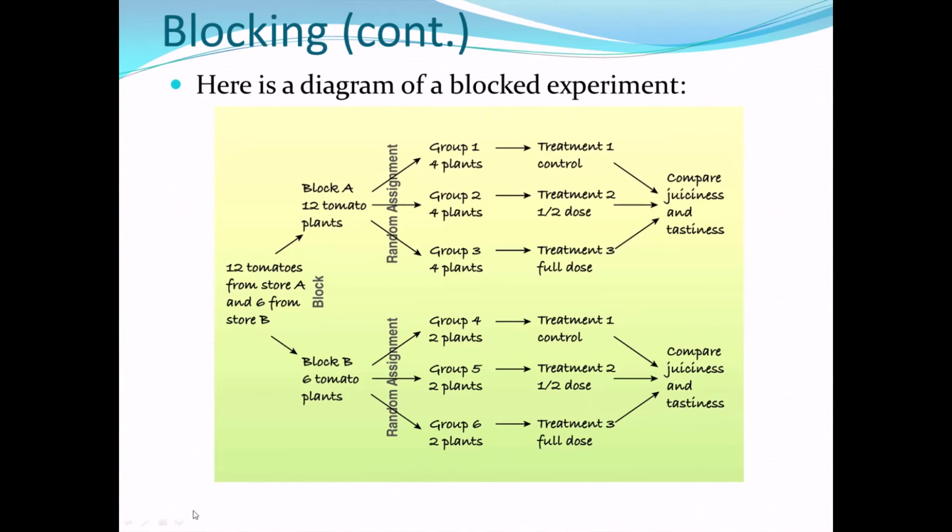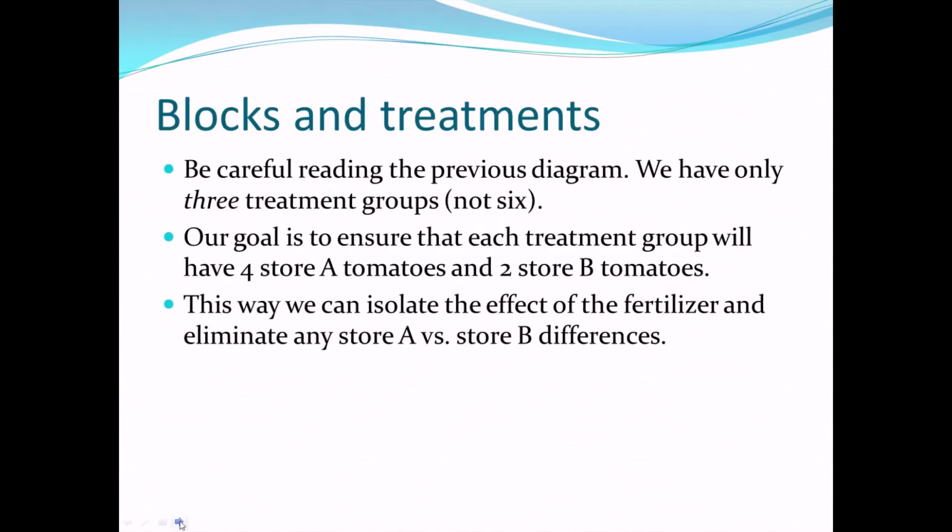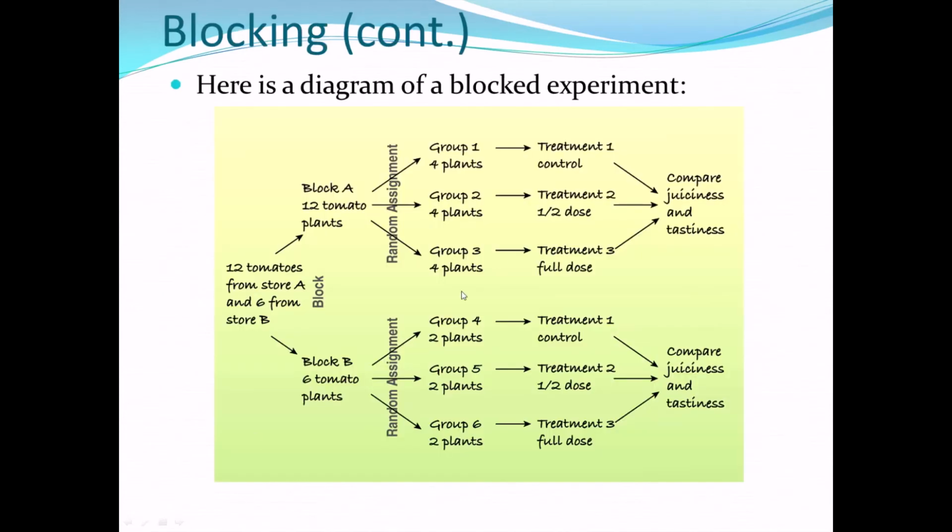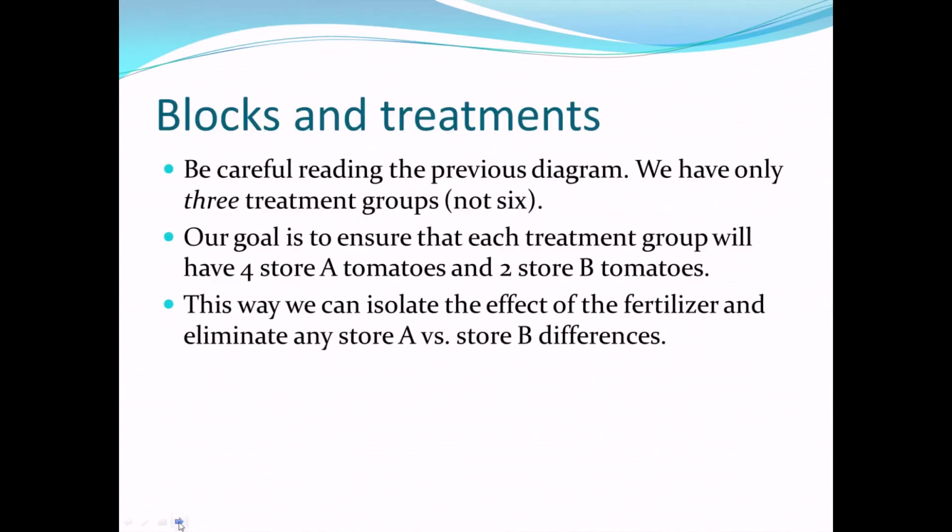It's easy. Just remember all the little details. All right, so be careful when reading the diagram. You only have 3 treatment groups, not 6. And remember, the goal is to ensure that each treatment group will have 4 store A tomatoes and 2 store B tomatoes, right? So back here, 4 store A, 2 store B. You have it for all 3 treatments. That way you can isolate the effect of the fertilizer and eliminate any differences between store A and store B because they're now in each treatment, okay?